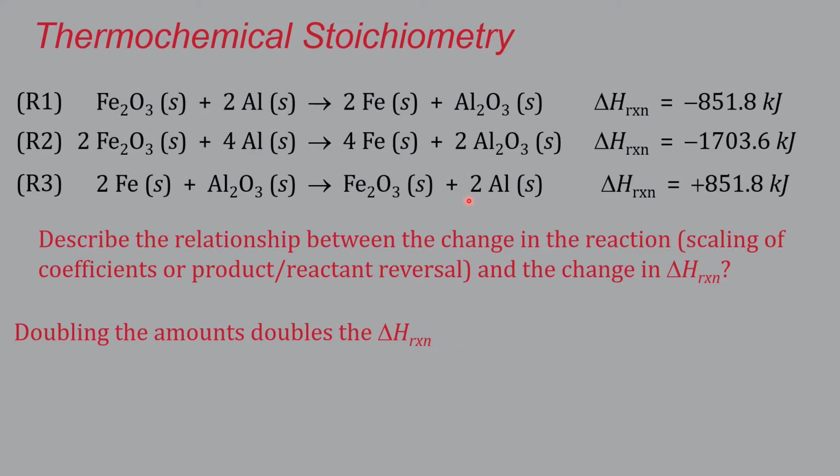All right, so now let's compare reaction 1 and reaction 3. What's the relationship between those two? Well, these are reversed. In reaction 1, iron oxide and aluminum are the reactants. In reaction 3, iron and aluminum oxide are the reactants, and they are the products in the other. And what's the relationship between the delta H's? They too are reversed. So if you change the amount by some factor, the delta H is changed by that exact same factor, doubled, tripled, halved, whatever.